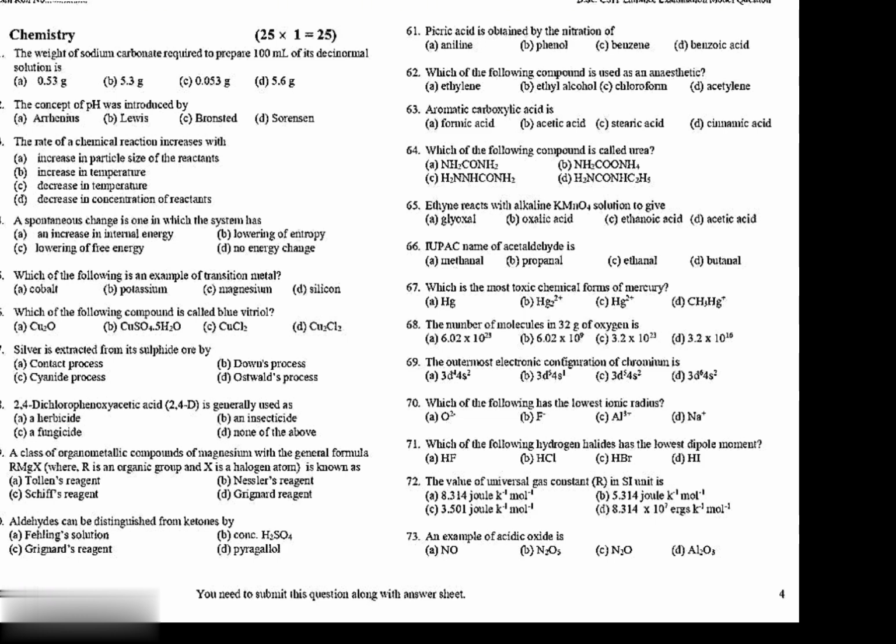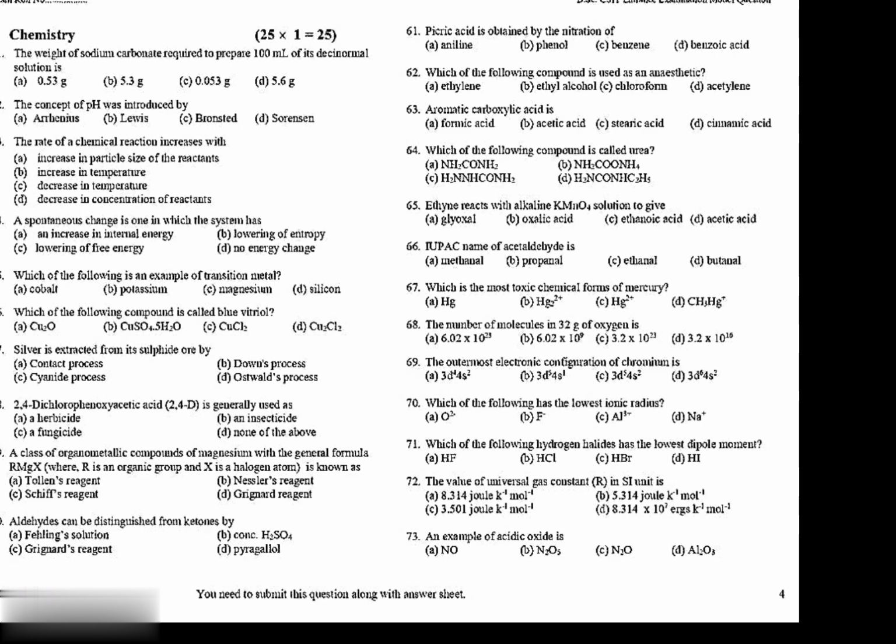58. 2,4-dichlorophenoxyacetic acid (2,4-D) is generally used as: A, herbicide; B, insecticide; C, fungicide; D, none of the above. 59. A class of organometallic compounds of magnesium with the general formula RMgX, where R is an organic group and X is a halogen atom, is known as: A, Tollens reagent; B, Nessler reagent; C, Schiff reagent; D, Grignard reagent.